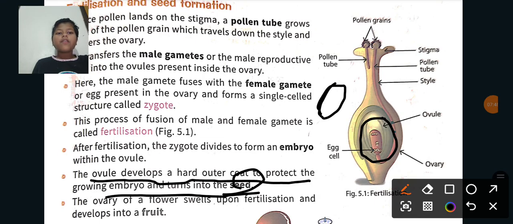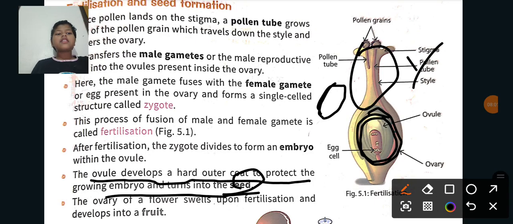The ovary of a flower swells upon fertilization and develops into a fruit. Here you can see this ovary will swell, or you can say it just becomes bigger in size, and this whole part gets removed. So that's what happens. The seeds are present inside it, and this whole thing becomes a fruit.